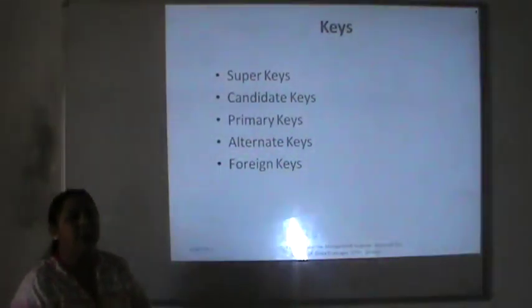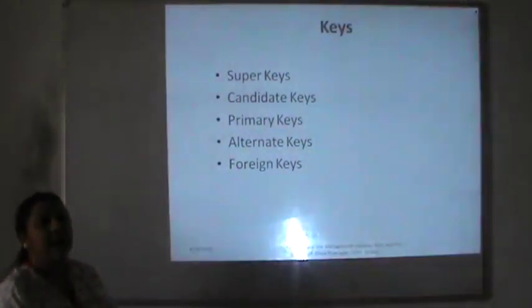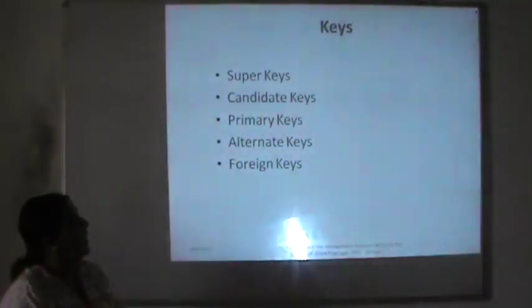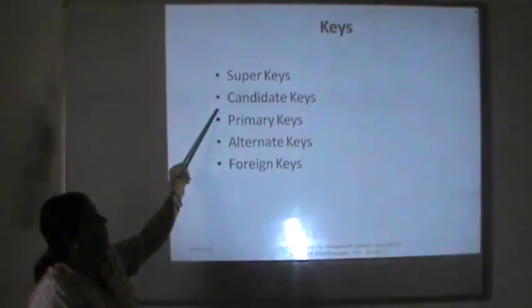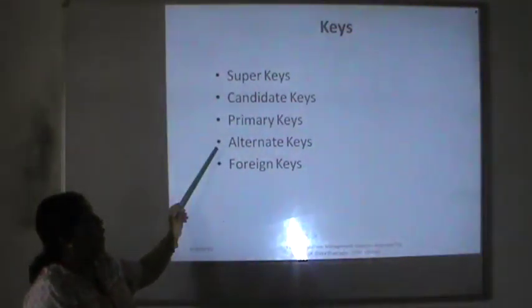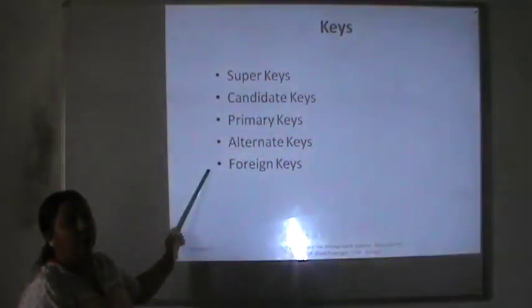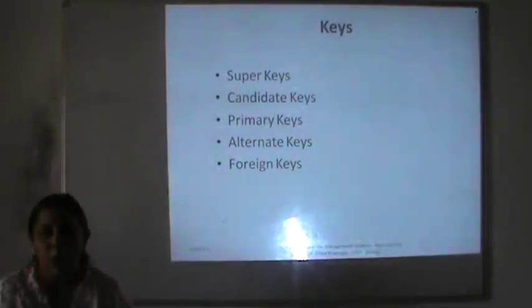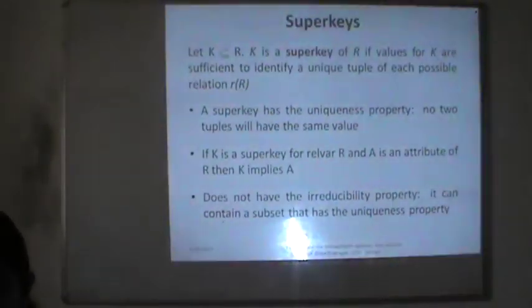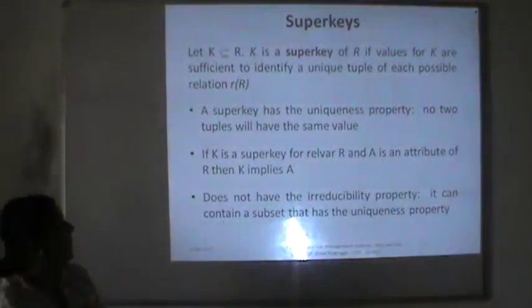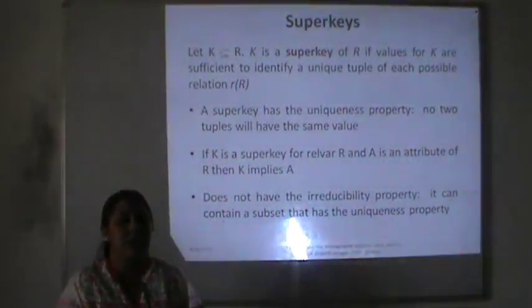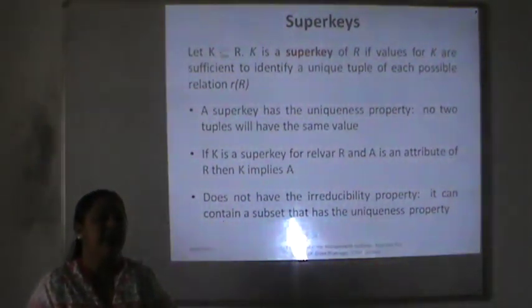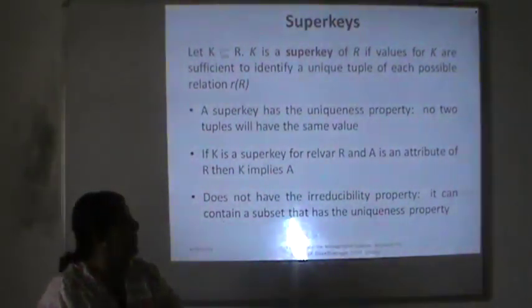To have a recap of the keys, we studied earlier that the keys are super key, candidate key, primary keys, alternate keys, and foreign keys. Now, what is a super key? A super key is an attribute or a set of attributes that can uniquely identify any entity in an entity set.